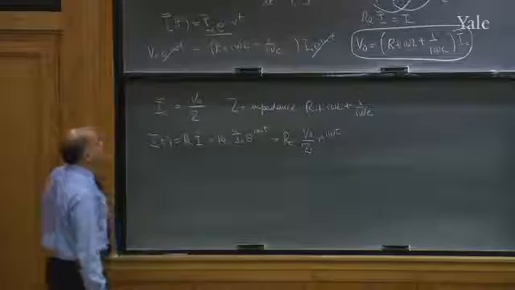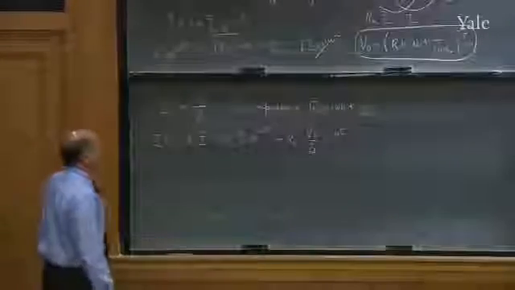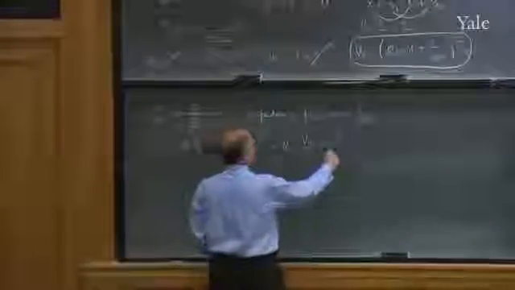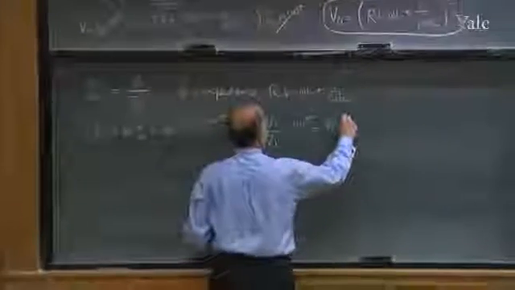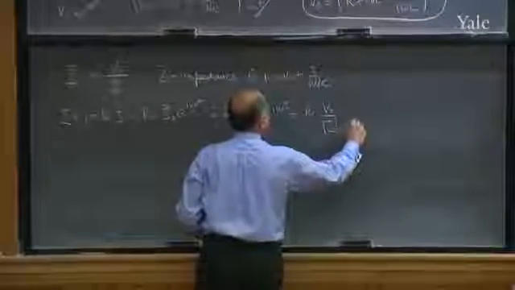We always pick V0 to be a real number. The amplitude on the voltage, we can take it to be a real number. Then we write it as real part of V0 divided by Z e to the I phi.